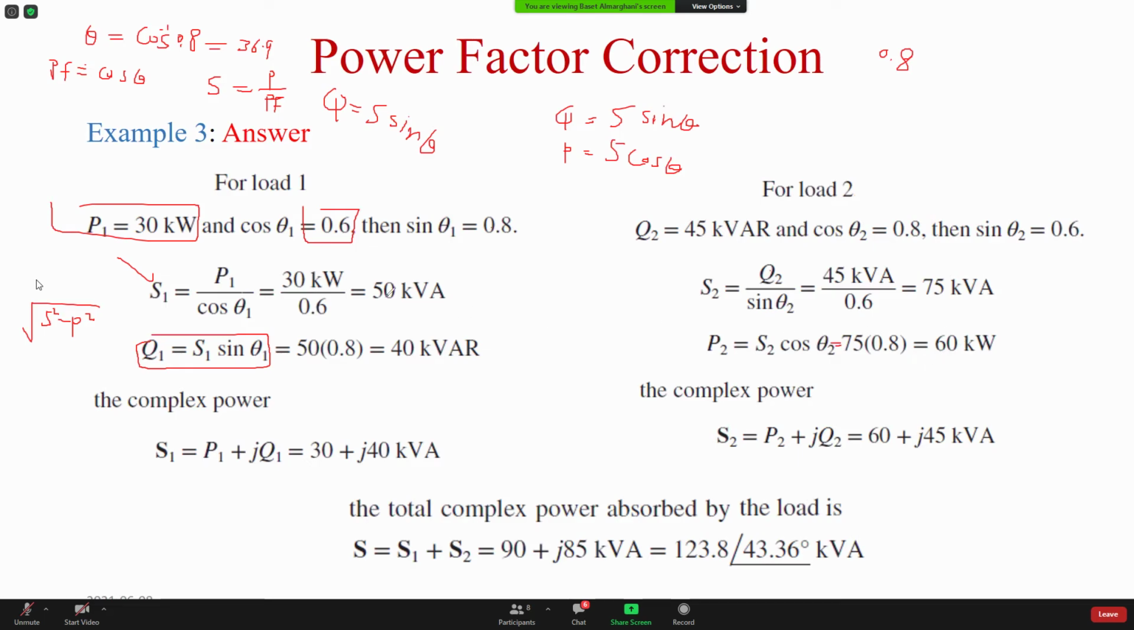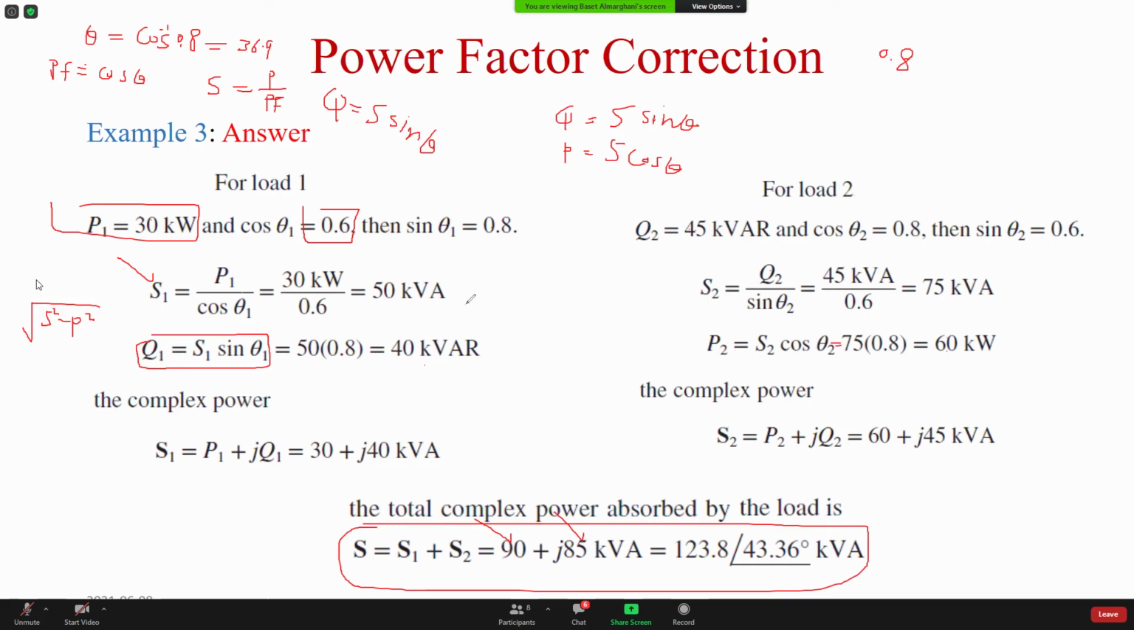So once you have P for each load, 30 here and 60 here, Q for each load, 45 here and 40 here, you can combine them. So 30 plus 60 is 90, 45 plus 40 is 85. Now once you have one combined load, you can do the second part of the question.